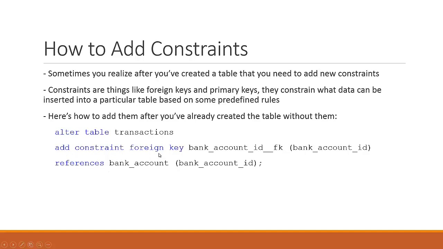So say add constraint foreign key, bank account ID, FK, and then we're going to be giving it the name of the column itself, which exists on this table. So within the transactions table, there is a bank account ID.